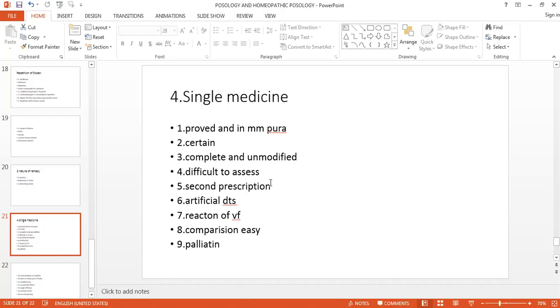उसका कॉम्प्लीमेंट्री देना है, उसकी कॉग्नेट देना है, या सेकंड मेडिसिन ने काम किया है तो उसकी कॉम्प्लीमेंट्री देना है, when you are giving more than one medicine. So for the second prescription also it is not beneficial.